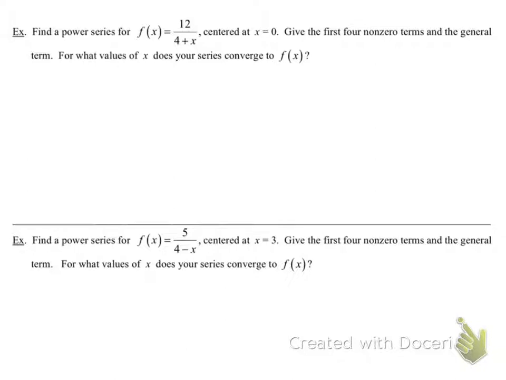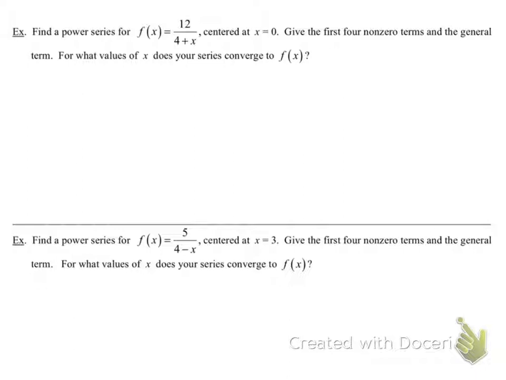Find a power series for f of x equals 12 divided by 4 plus x, centered at x equals 0. Give the first 4 non-zero terms and the general term. For what values of x does your series converge to f of x? Well, first of all, this doesn't look anything like a geometric series, correct? But think again.